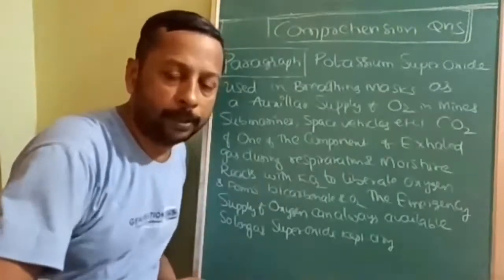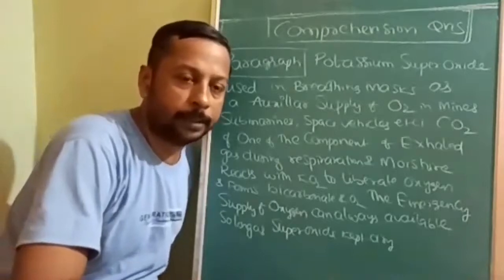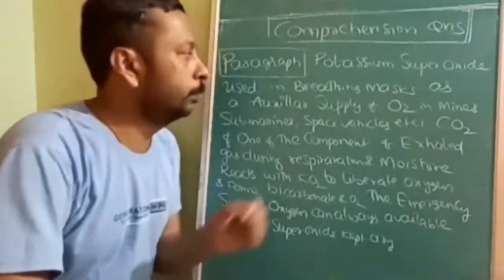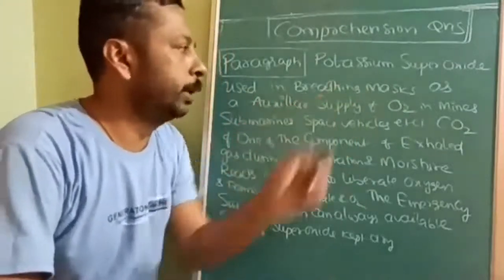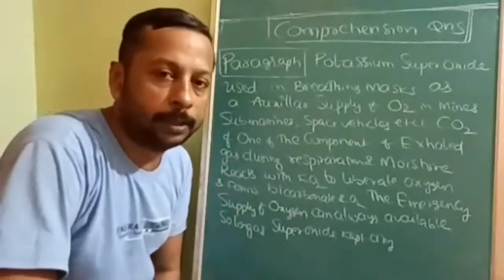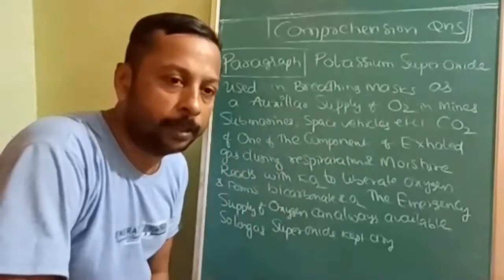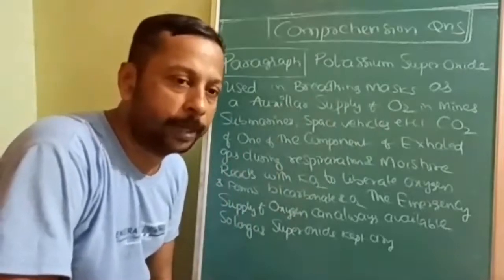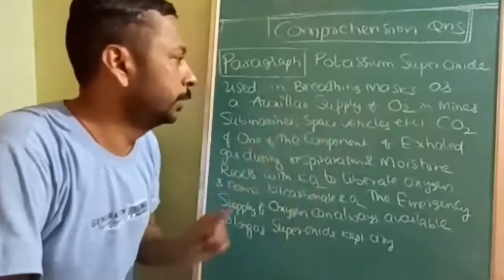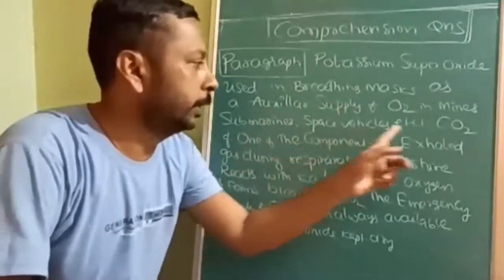Okay, see, this is a long paragraph. You read it carefully. There are 2 sentences that are critical for solving the questions. Potassium superoxide is used in the breathing mask as an auxiliary supply, wherever oxygen may not be present due to some problem or emergency or accident. That time an auxiliary supply of oxygen is needed, such as for people working in mines, submarines, space vehicles, etc.